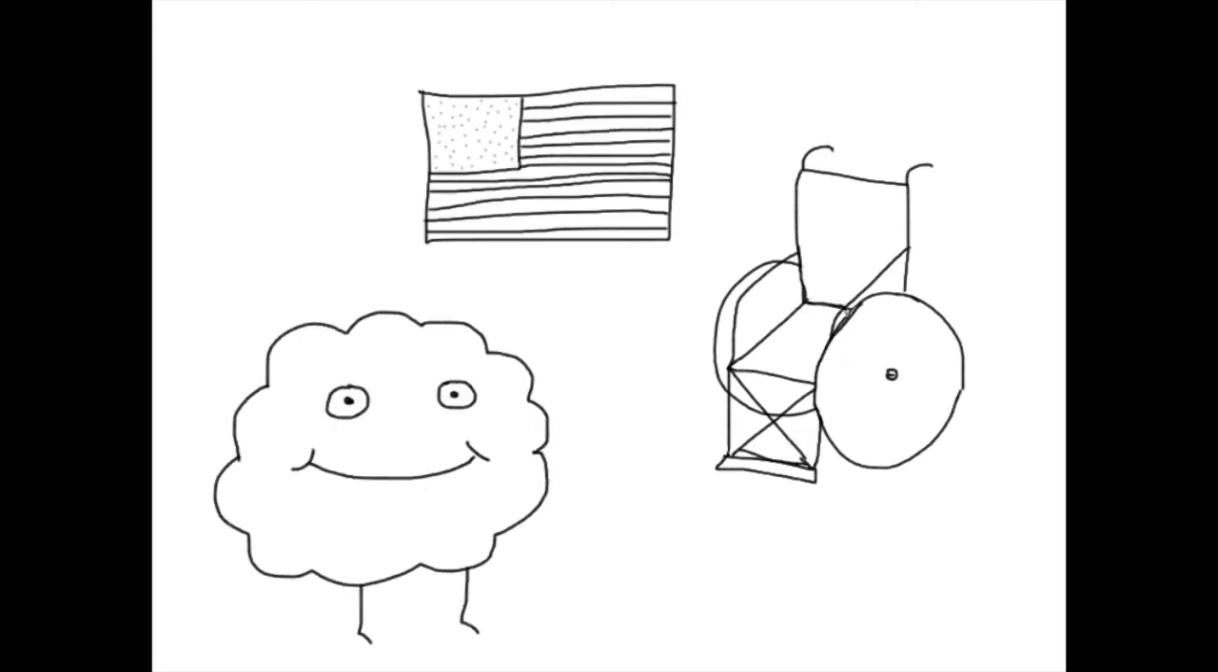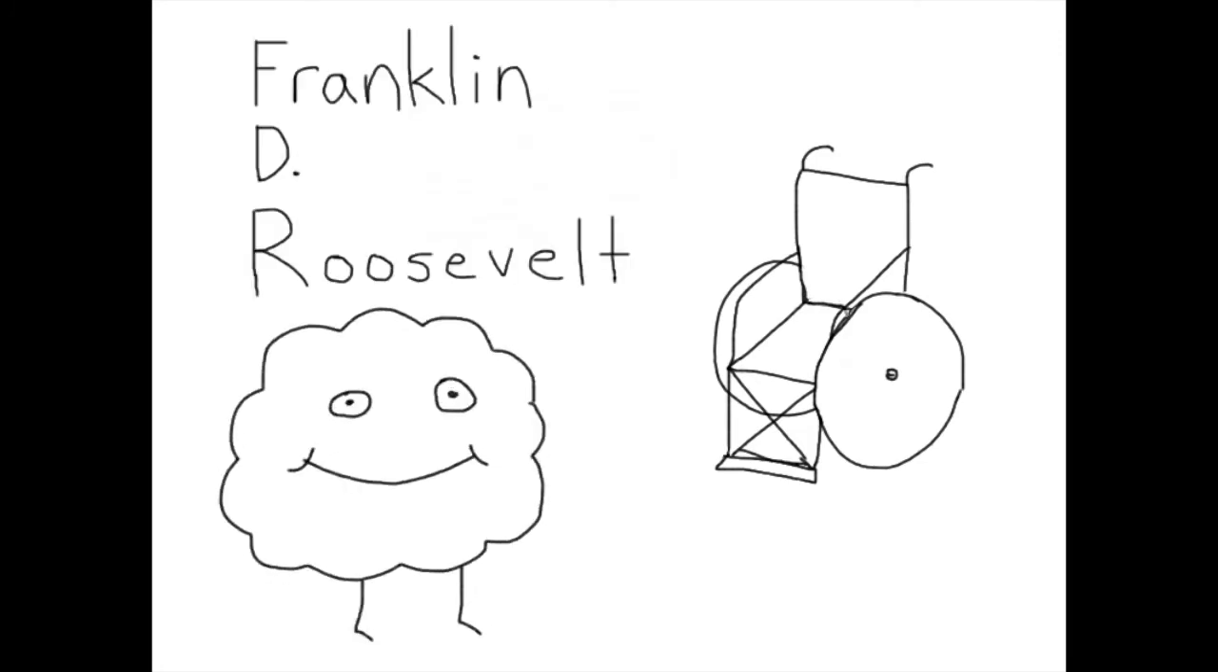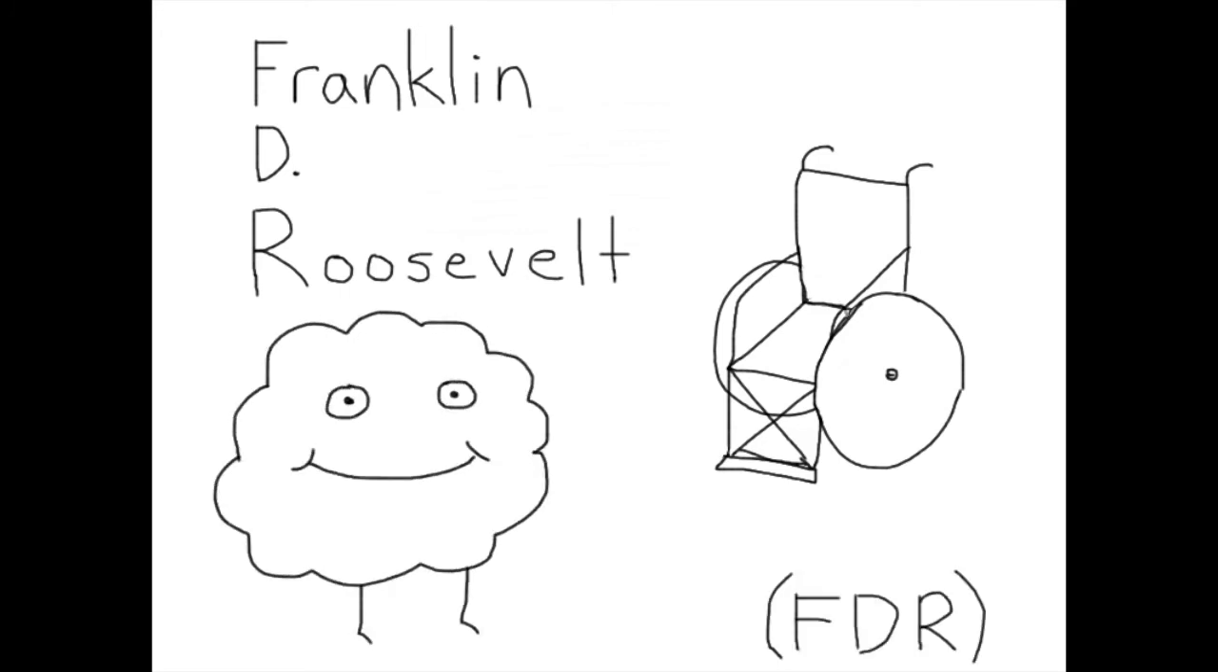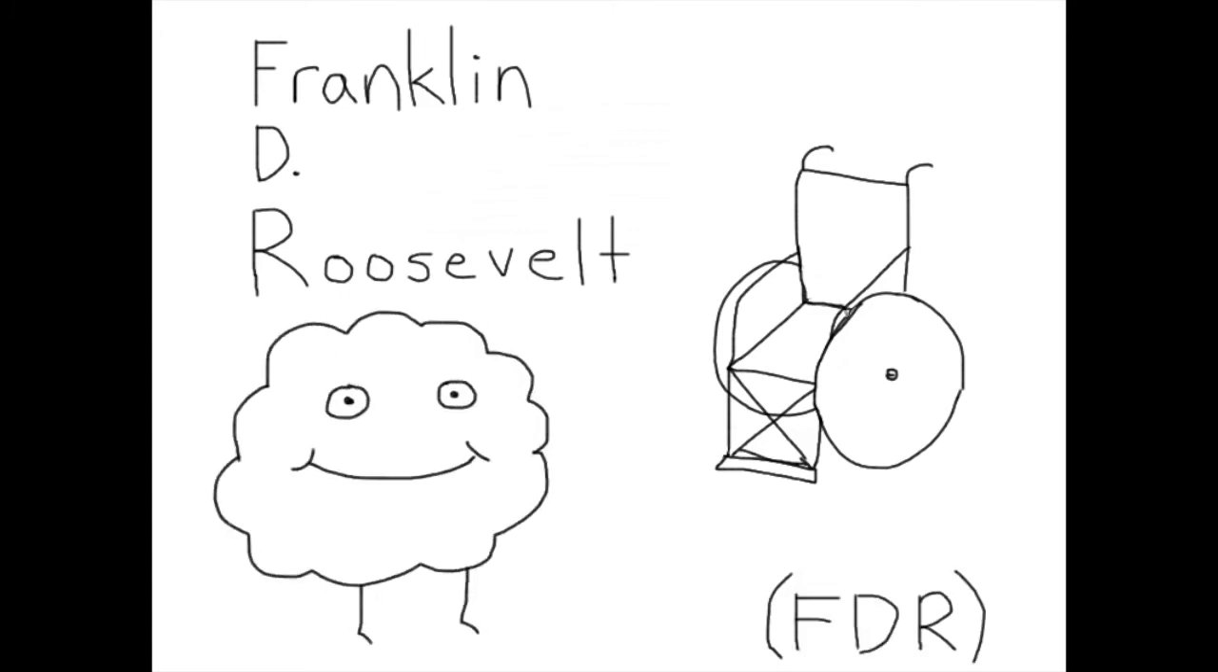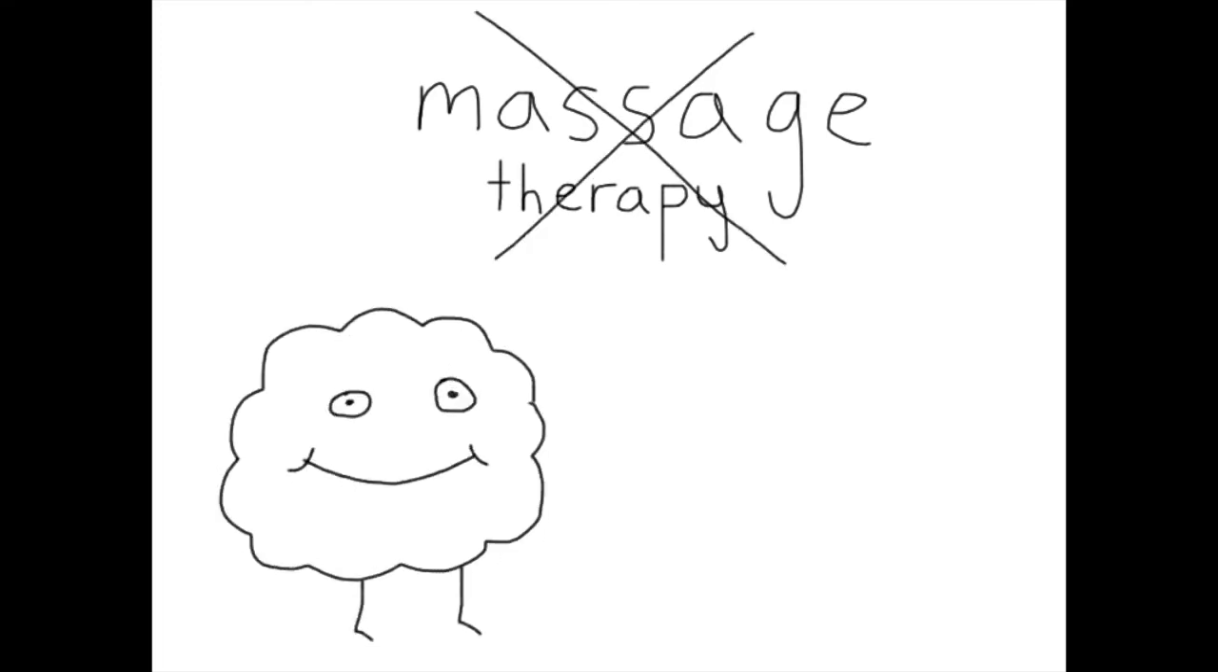One of the most famous examples of a poliovirus infection in history was America's 32nd president, Franklin D. Roosevelt, also known as FDR. He was diagnosed with poliomyelitis in 1921 when he was 39 years old. With no cure for poliomyelitis and limited understanding of the disease at the time, FDR was initially encouraged to get regular massages. This was later disputed by a different doctor who recommended hot baths instead.